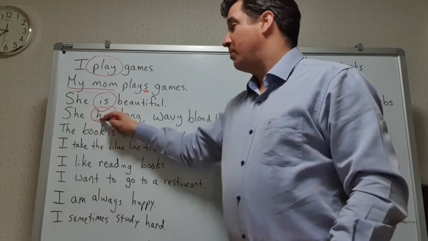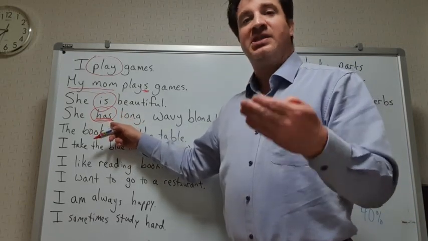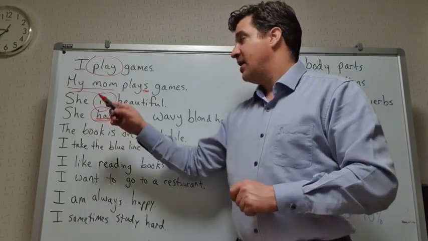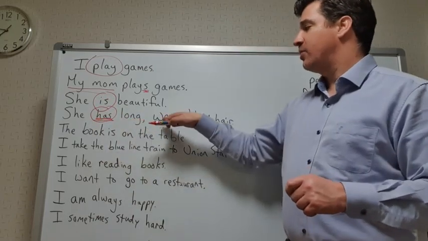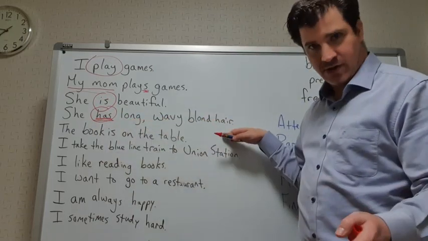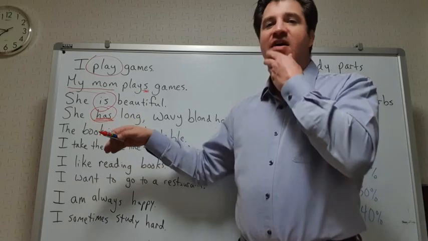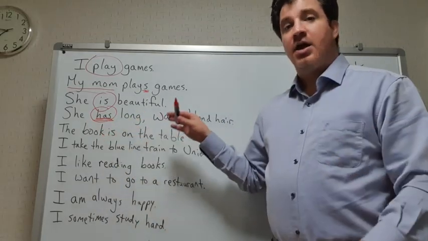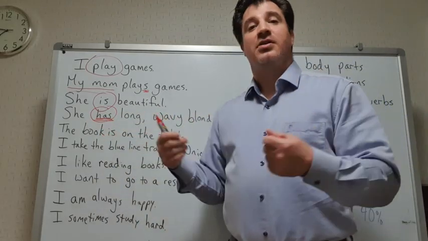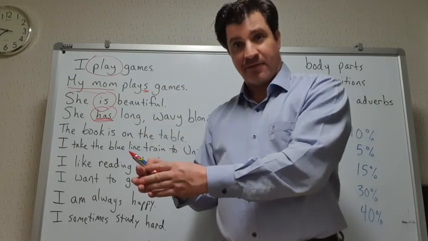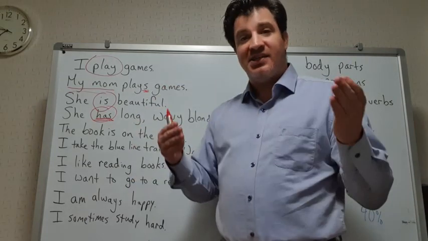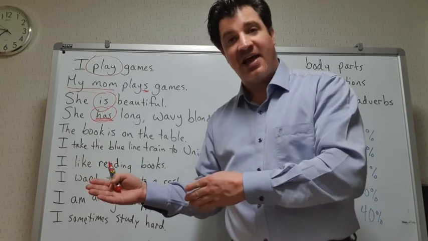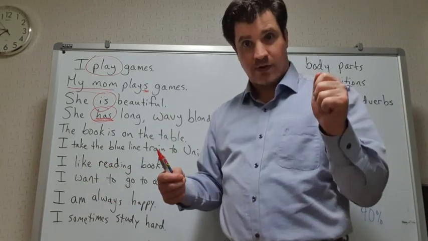If you're talking about one part of their body, use has. She has long, wavy, blonde hair. He has a beard. Parts of your body are things that you have. She is beautiful. She has beautiful eyes.